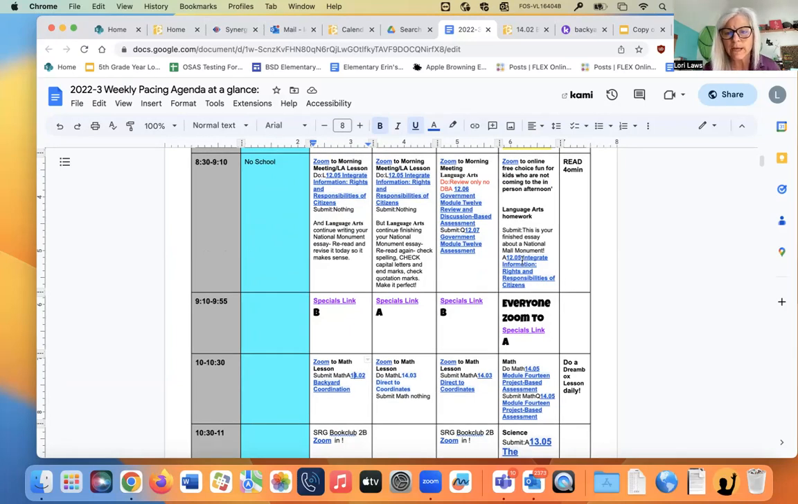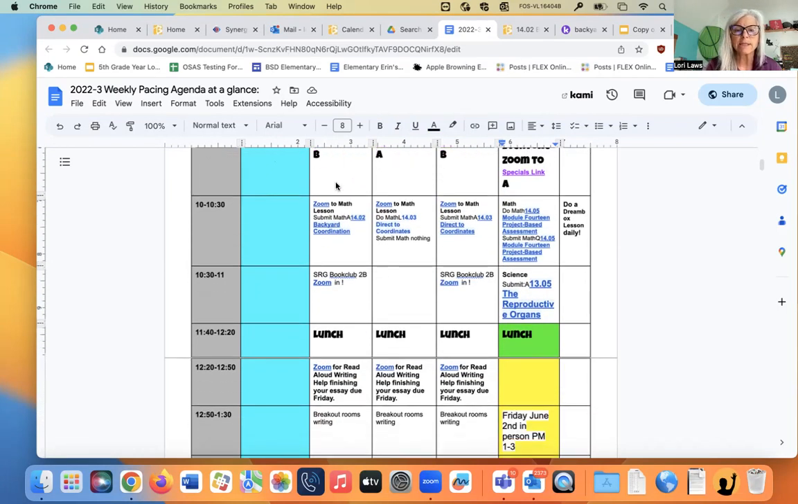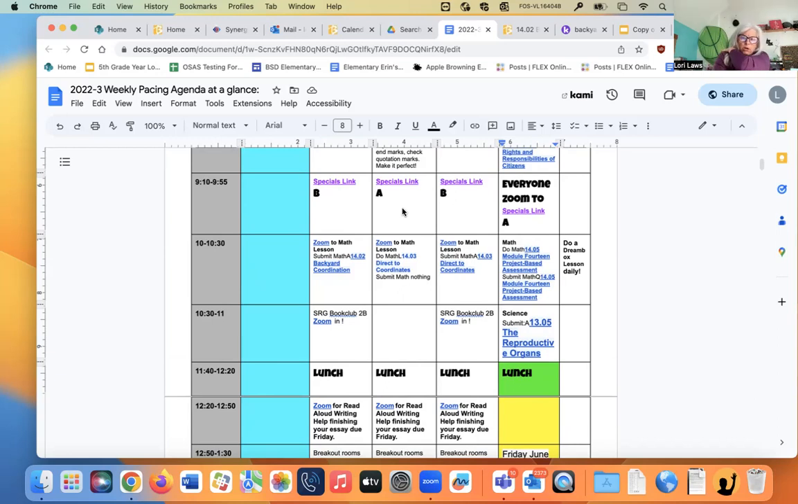Then in language arts, you have lesson 1205 today, and it's not due until Friday. And what's due on Friday is your finished essay. So you need to finish and turn it in on Friday. Specials, it's a B day today, A day tomorrow, B day on Wednesday, and an A day on Friday, sorry. And on Friday, everyone can zoom into specials.